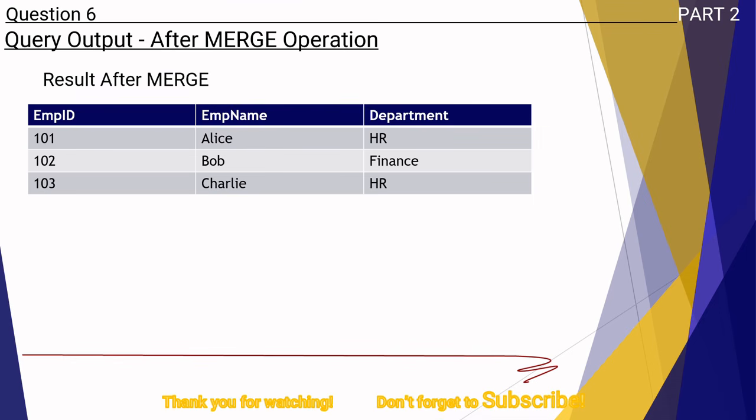After executing the merge statement, the employees table is updated. Bob's department has been changed to finance and Charlie has been added as a new employee. Since Bob already existed in the target table, his record was updated instead of being inserted.